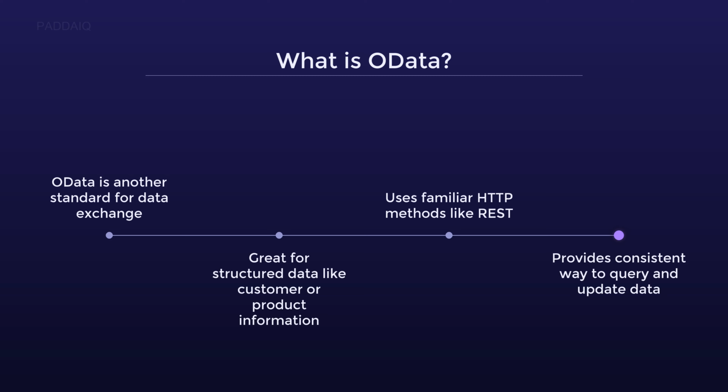Provides consistent way to query and update data. This means you always use the same methods to read, filter, or modify information, like a universal remote control for data. For example, an app could fetch only high-priority tasks from a service or mark one as complete using the same OData commands. This standardization makes integration predictable and reliable across different systems.